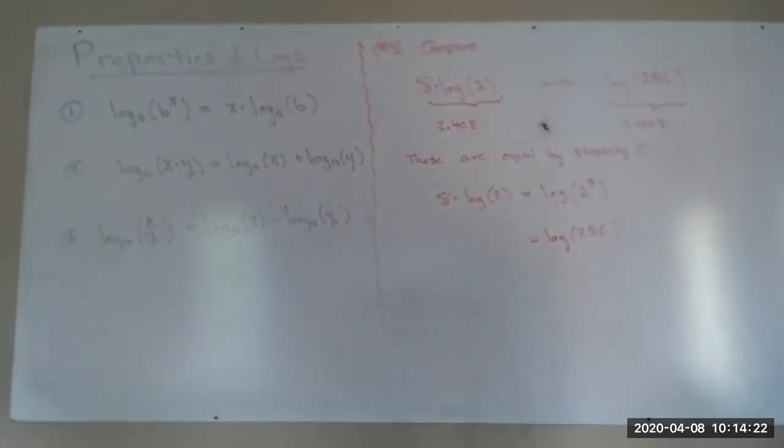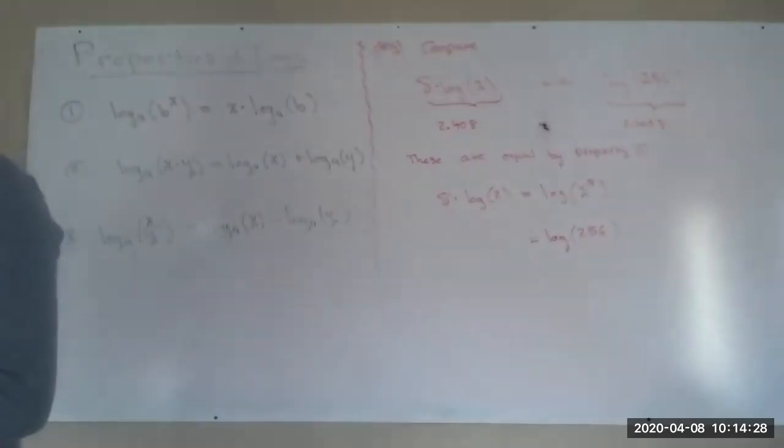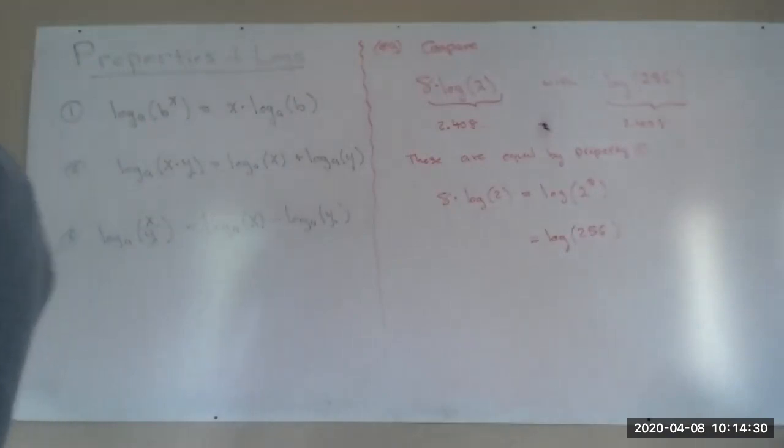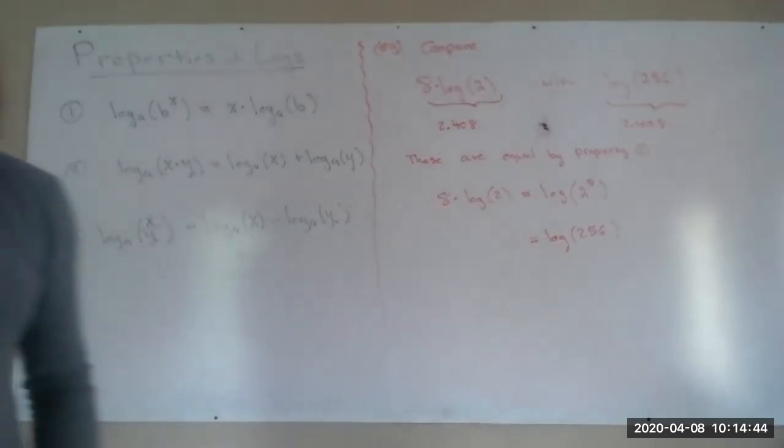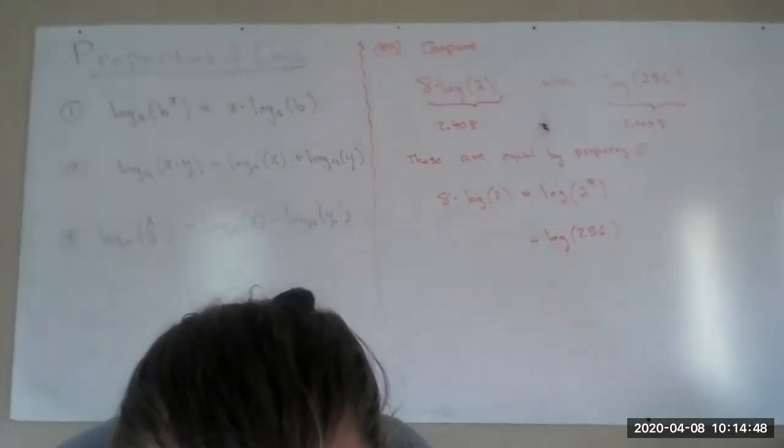So any questions on these comparison type problems, where we use the properties of logs, or we verify the property of logs for the specific numbers? Okay. Then let's start to ramp this up a little bit.